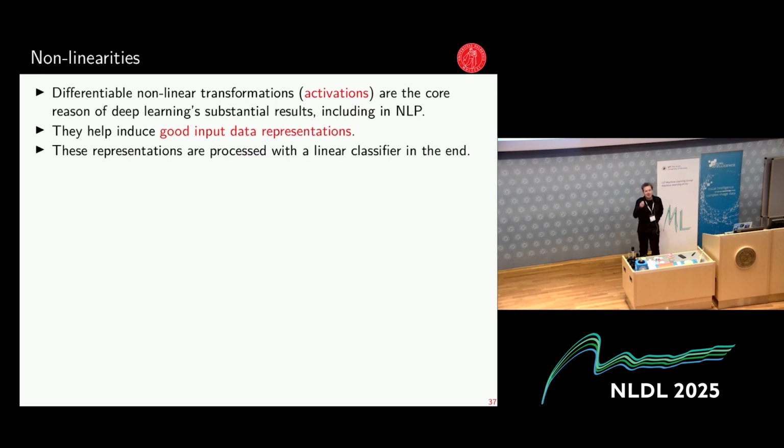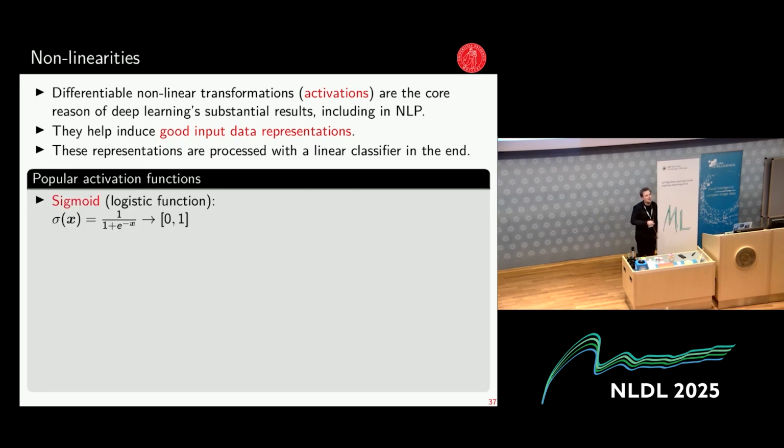So these nonlinear transformations help to induce good input data representations, as in the example in one of the previous slides where we transformed the input so that it becomes linearly separable, right? So that's why we need this. And then once the data is transformed in such a way that it is linearly separable, we're using a simple linear classifier in the end, right?